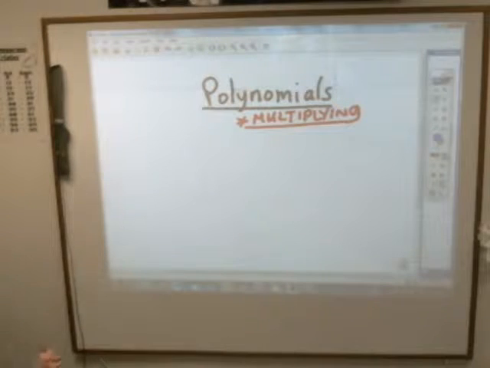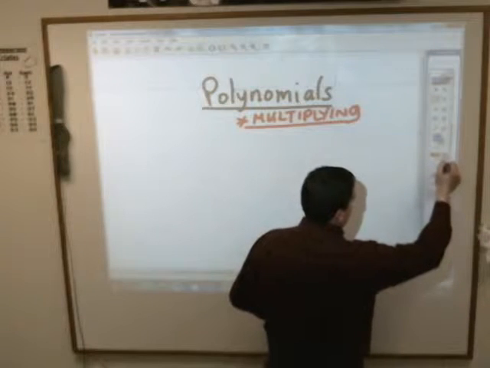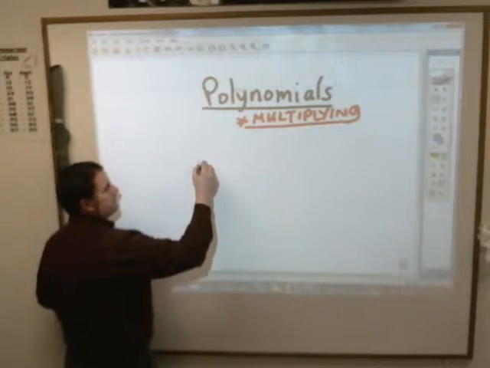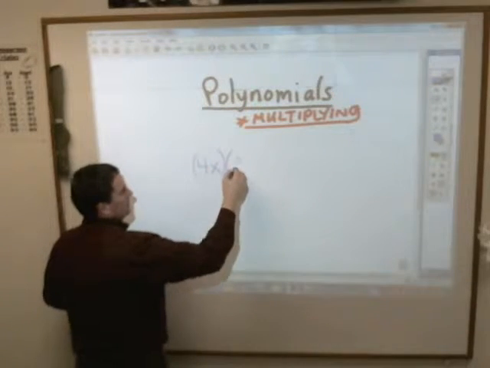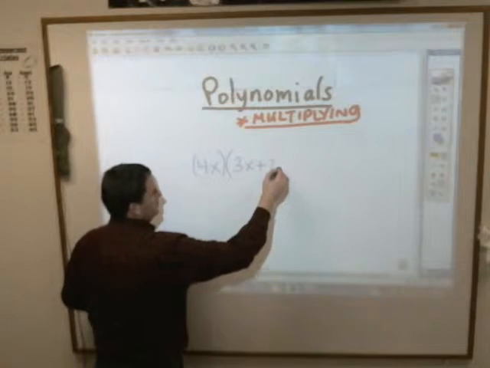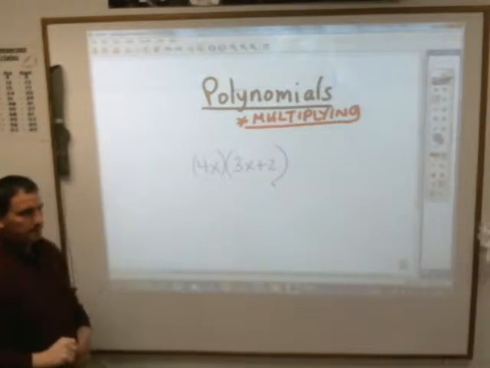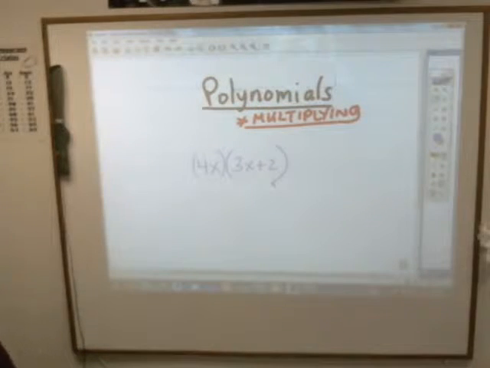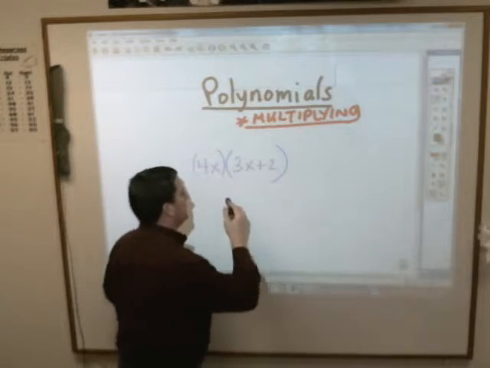But when we talk about multiplying polynomials together, there's a bunch of different things that could happen. You could have a monomial, let's say 4x times 3x plus 2. This would be a monomial times a binomial. And this shouldn't look that unfamiliar. How do you multiply this out? What do we call that little process? It is the distributive property.